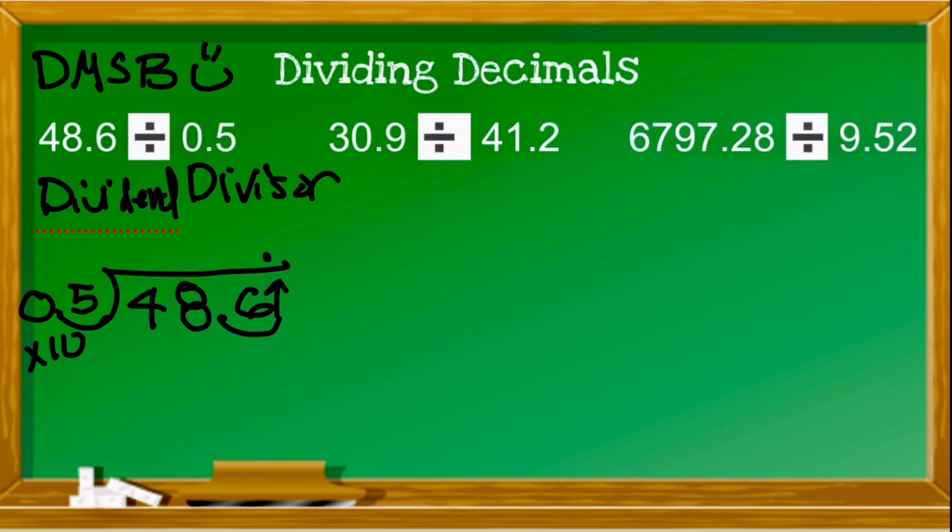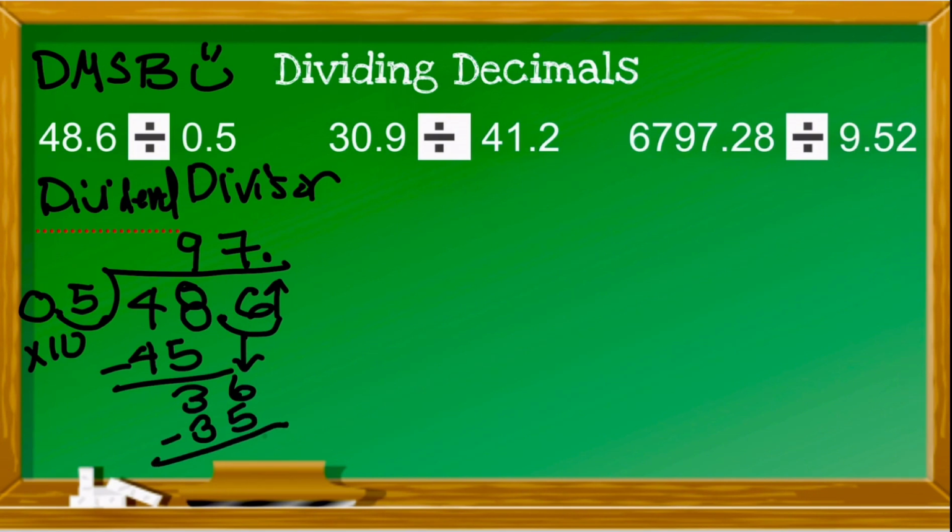5 cannot go into 4, but it can go into 48 9 times. 9 times 5 is 45. And I subtract. The difference between 48 and 45 is 3. Bring down that next digit of 6. And now I divide again. How many times can 5 go into 36? It is 7. 7 times 5 is 35. Subtract with a difference of 1.